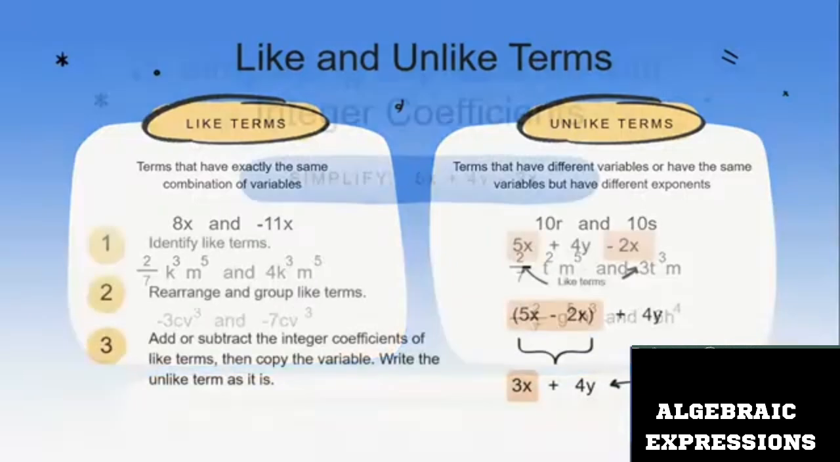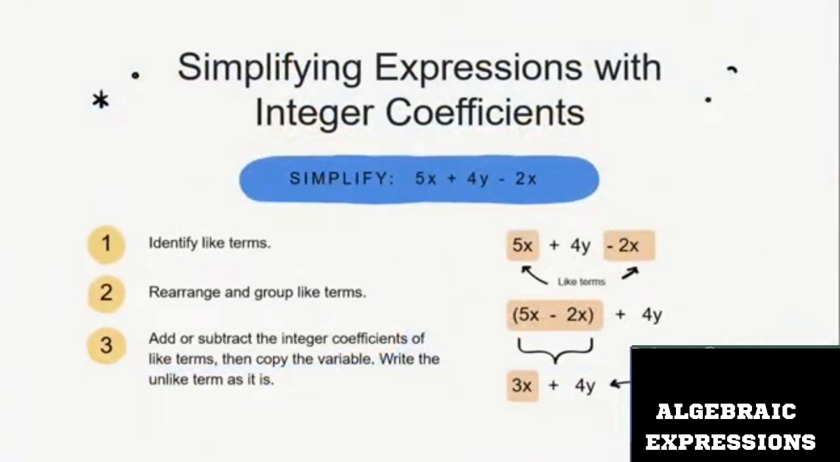All right, so let's try now to work problems involving like terms and unlike terms. Now to simplify, the first step is to identify like terms if we're given a problem. The second step is to rearrange and group them. The like terms you bring together, and then the other ones you also put on one side, and then you can operate, maybe add or subtract the integers or the coefficients of the like terms, then just maintain the variable. If the unlike term does not have anything else to add with, then just maintain it as it is.